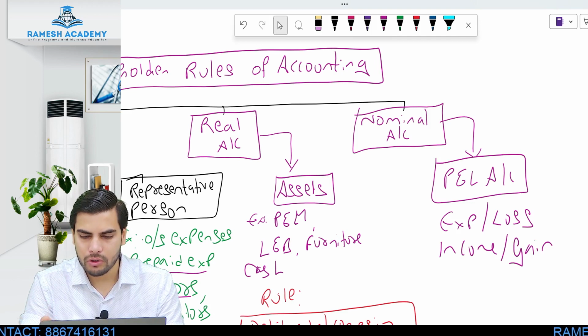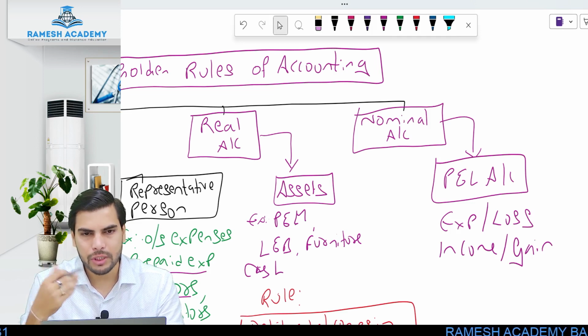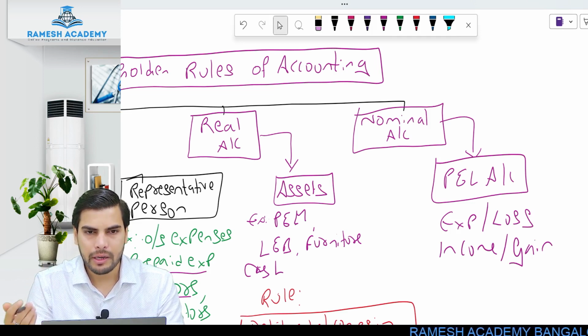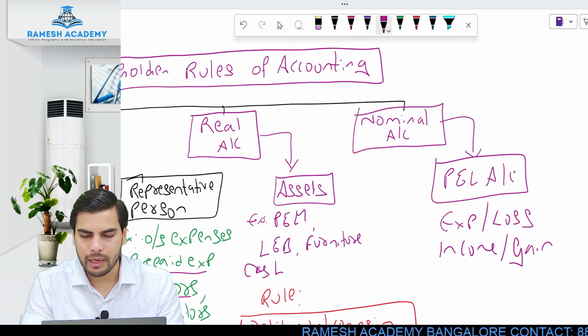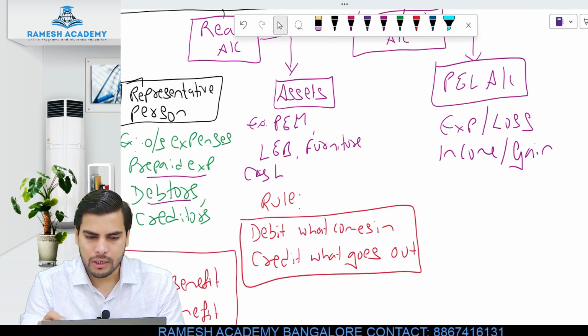So nominal account talks about the same. Examples can be anything: salary paid, rent paid, commission received, interest received, commission paid, interest paid, printing and stationery expenses, bad debts, anything for that matter. All your expenses and income will be categorized under this nominal account. Clear? All your P&L account items will be considered as nominal account. Is this clear? Now let's talk about the rule.